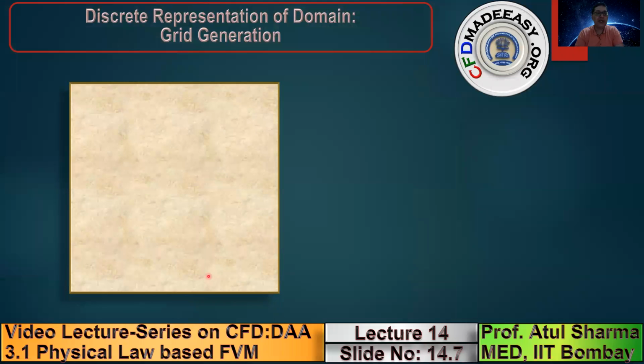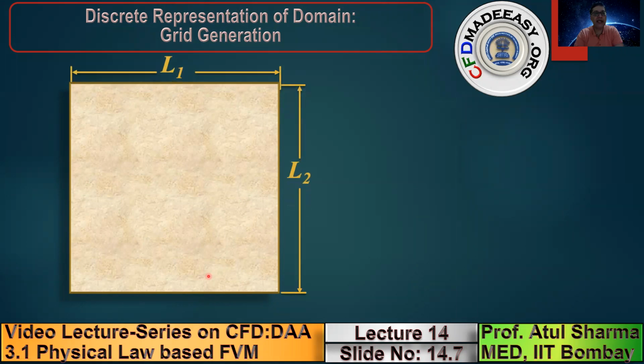The simplest form of grid generation, called uniform grid generation for a Cartesian coordinate system, is presented here. Suppose we have a square domain of length L1 in the x direction and L2 in the y direction. The simplest form of grid generation is that we draw equispaced vertical lines and equispaced horizontal lines as shown here.